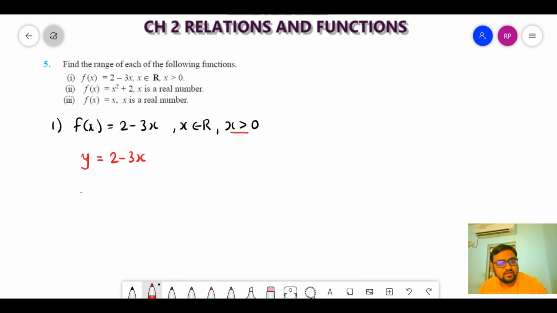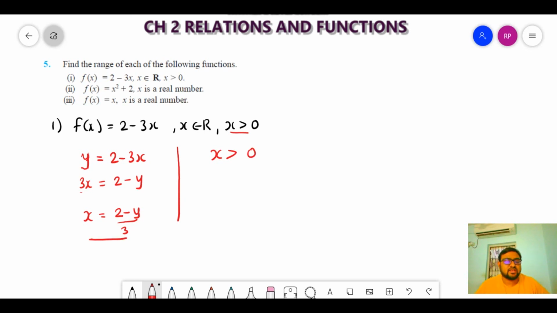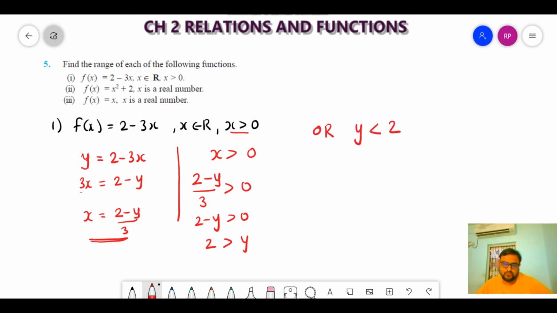So this shows us that 3x is equal to 2 minus y. So this implies x is equal to (2 minus y) upon 3. Okay, now see, it is given that x is greater than 0. So using this equation, I will get (2 minus y) by 3 greater than 0. That means 2 minus y is greater than 0. That means 2 is greater than y, or y is less than 2.